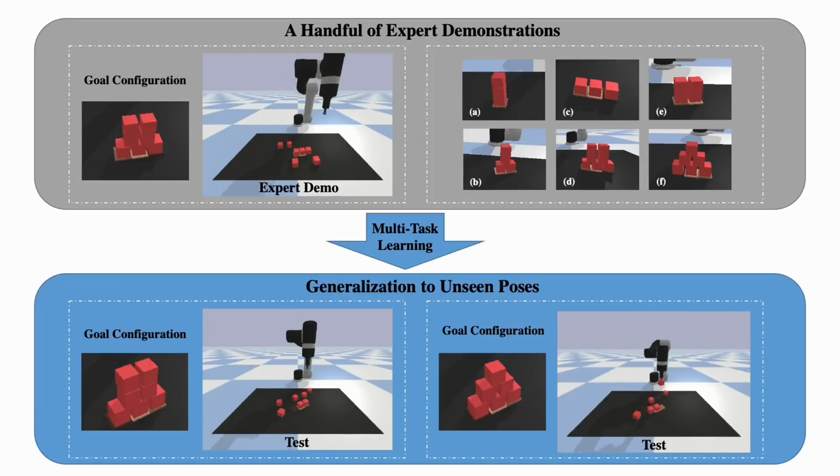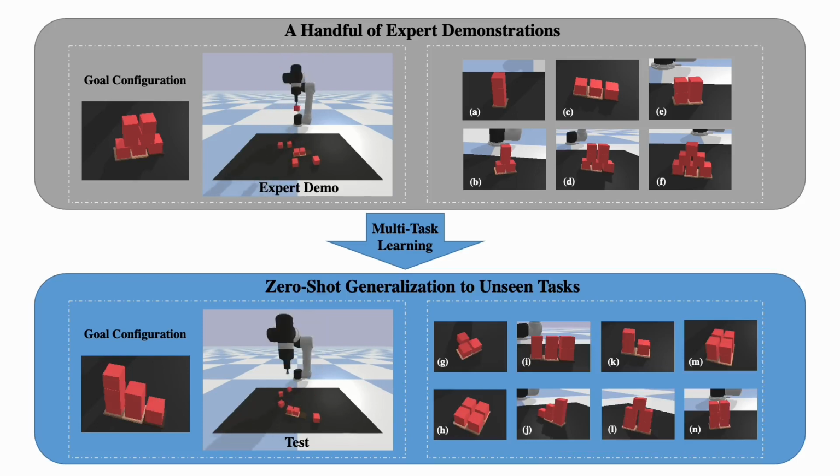Given a handful of expert demonstrations on multiple tasks, our first goal is to achieve multitask learning, which learns these tasks and generalizes to unseen poses. Our second goal is to achieve zero-shot generalization to unseen tasks which are not present in the training data.